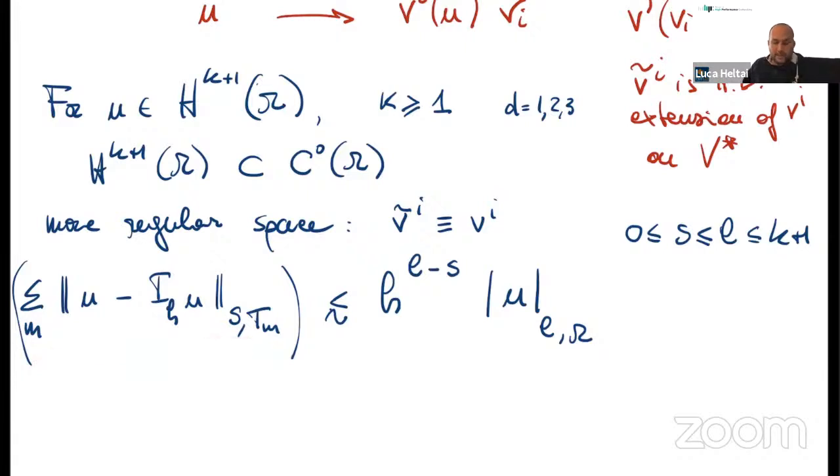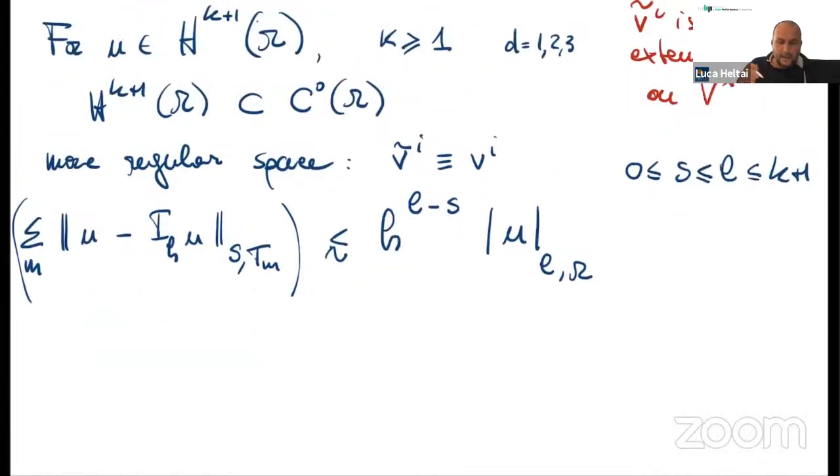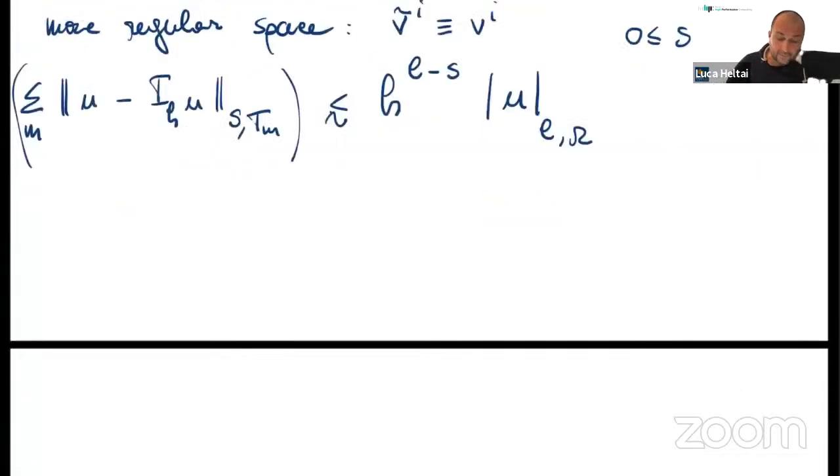So it's a broken norm, which means it's a piecewise norm that you define on each one of the elements. Now, if you take a look at this result, it doesn't tell you anything about what happens to the L2 norm with respect to the exact error, so with respect to the error that you have in the finite element space.